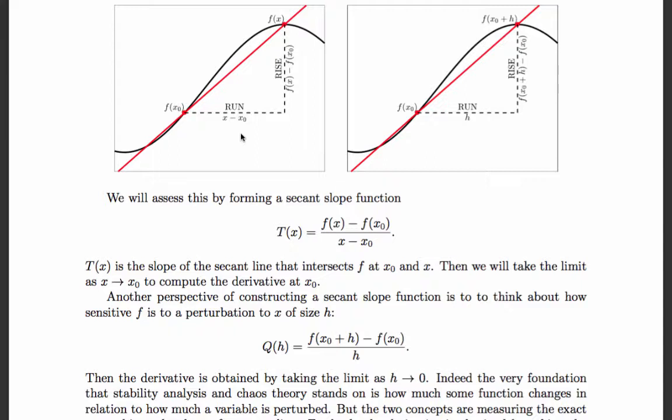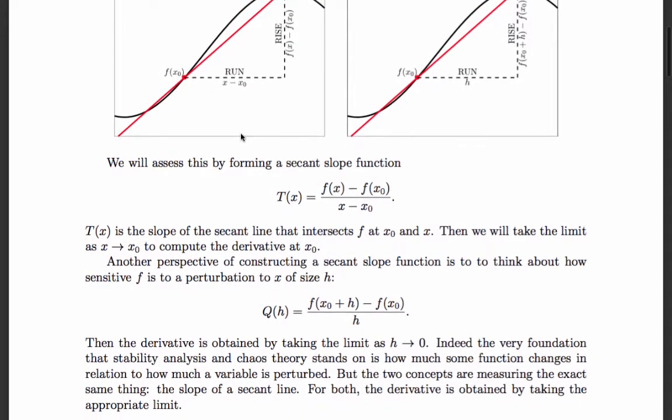Indeed, this very idea of perturbing x0 and watching how f reacts to a perturbation is the very foundation behind stability analysis and chaos theory. Do small perturbations cause largely different outcomes? But for here, the two concepts are measuring the same thing.